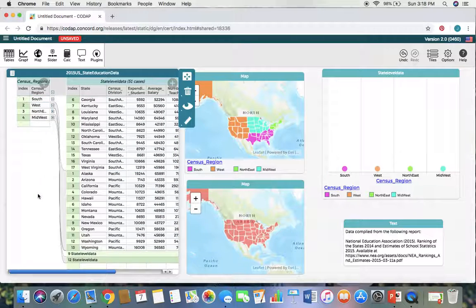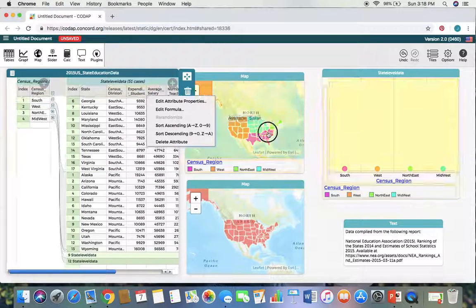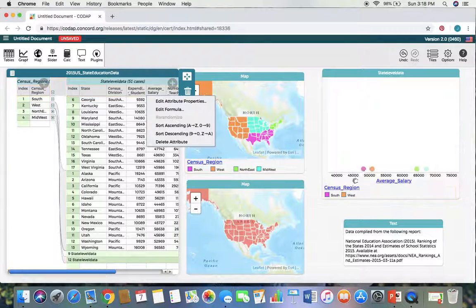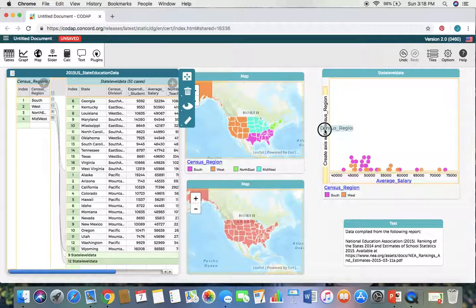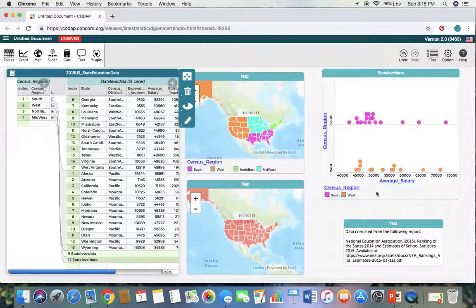Okay, so first we want to examine by average salary. So I'm going to take this and put it on my x-axis here. And you can see it creates a dot plot. And I'm going to take the region and put it on this y-axis so it'll separate the dot plot so I can really examine them and compare them. So the first thing that I notice is that this seems to have a cluster, the South, with a few possible outliers over here. The West seems a little more spread out, or has more variation.